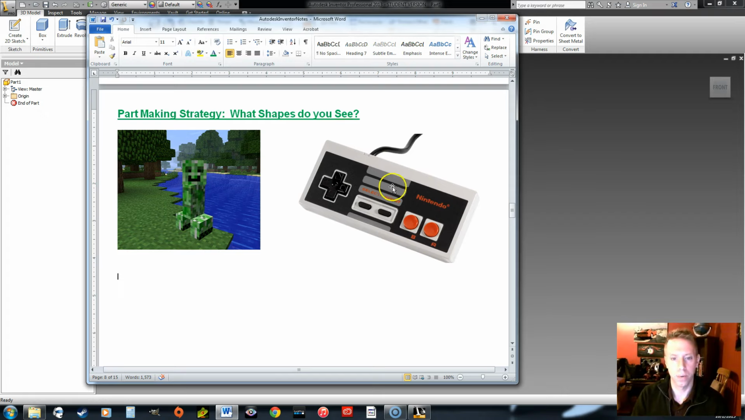Think about this now. Our next shape is a NES, the Nintendo Entertainment System controller from the early 80s. So think about this. How would you make this out of clay? Where would you start? And then relate that again to our 3D modeling. What would you start with? How would you make this? So think about that. What shapes do you see?